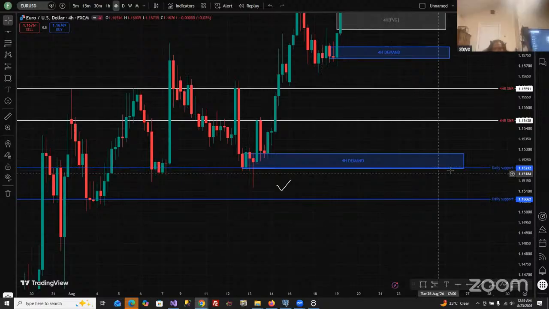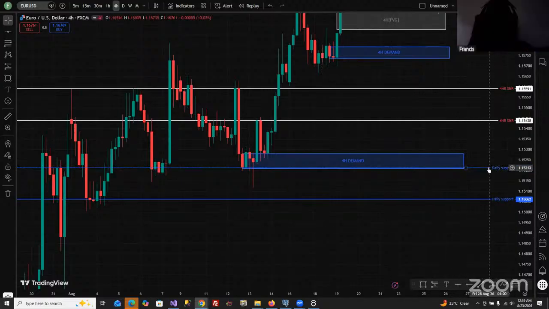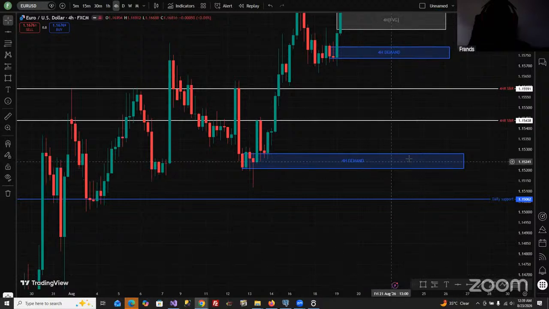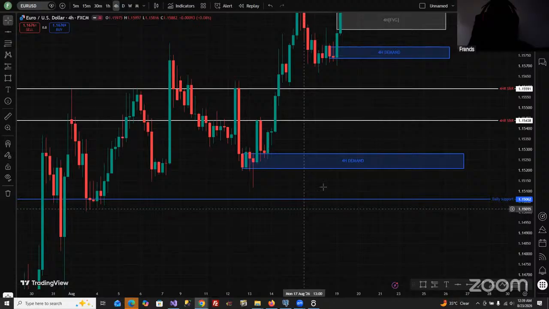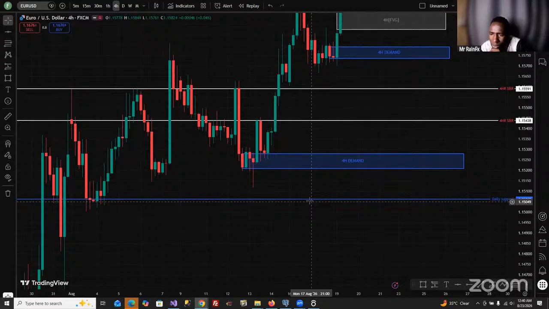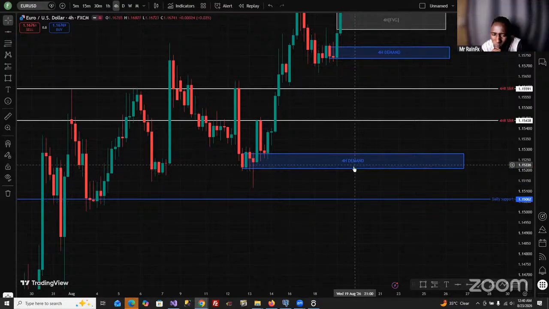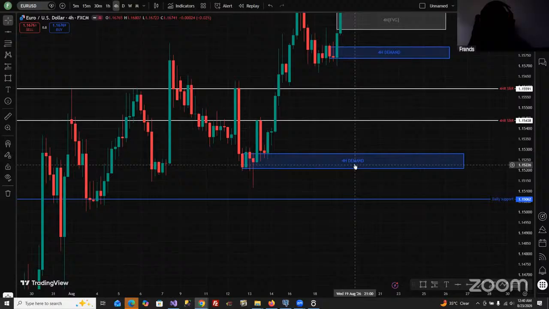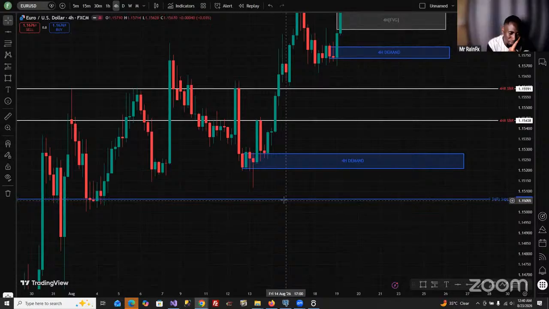So I'll remove this one because now it has been replaced by the zone. So for example, you normally use your demand zone to be blue. You like it blue? Yes. And the supply, that's red. Okay, no problem. That's okay.